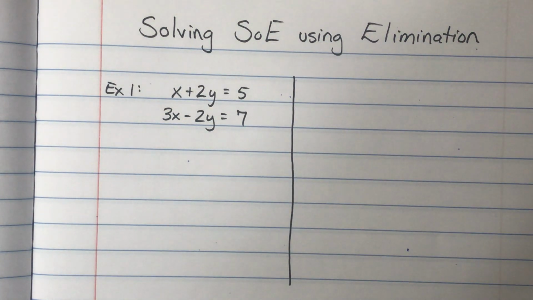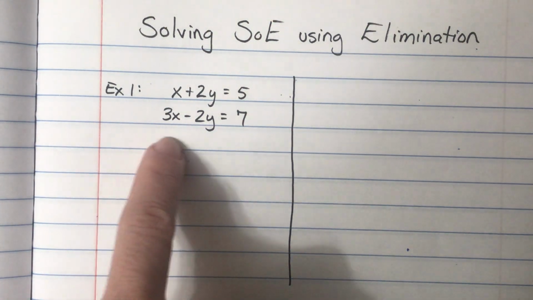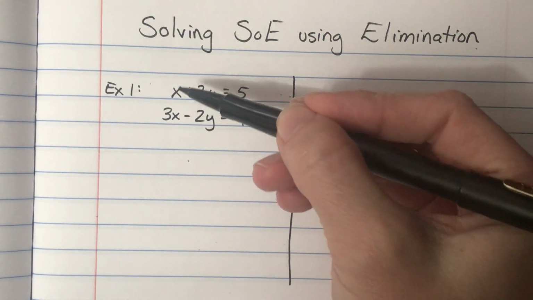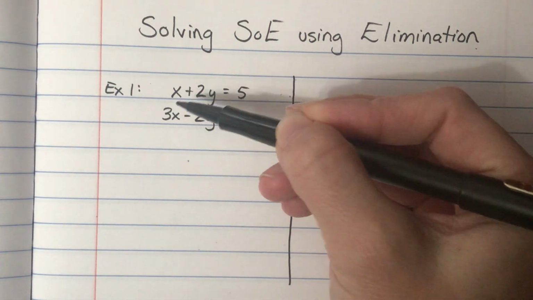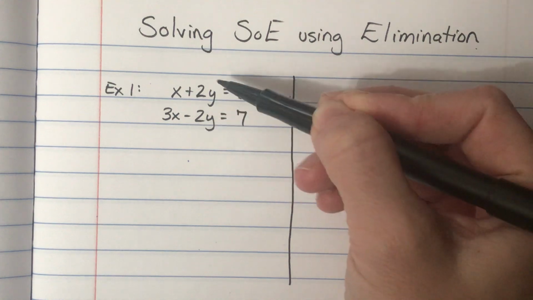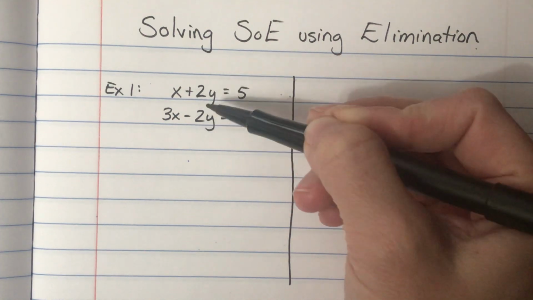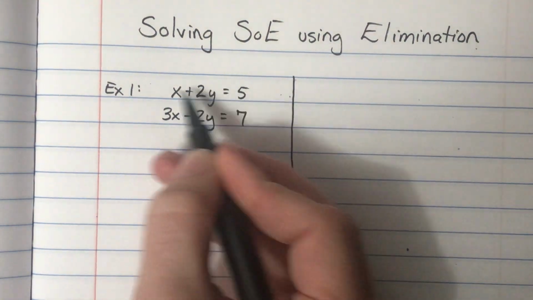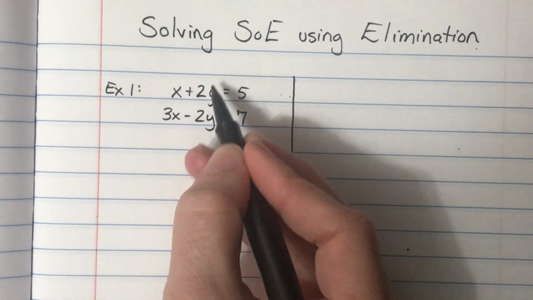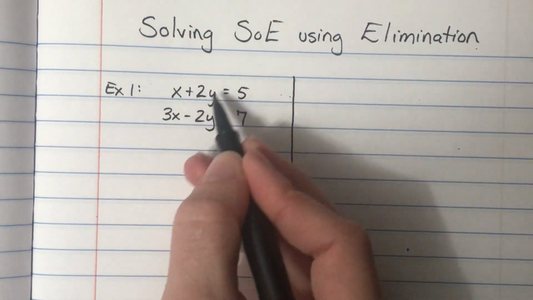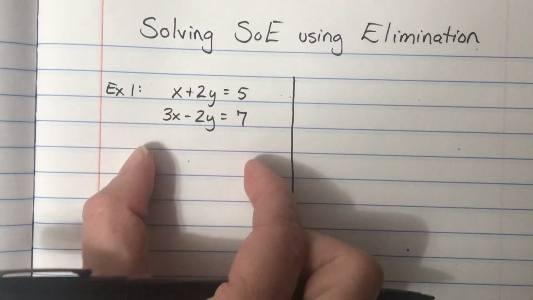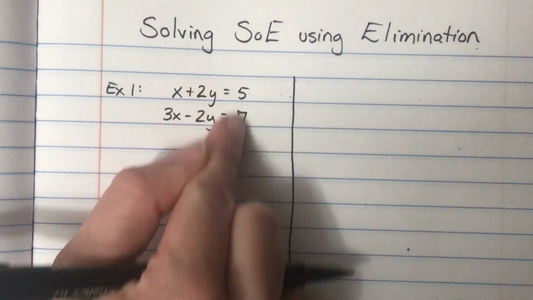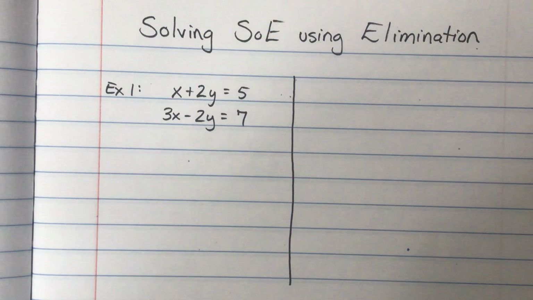The way that elimination works is that we first make sure we have the equations in standard form. Notice how we have these written: the x is first, the y variable comes second, and then we have the plain numbers at the end. If this had been in any other order, I would want to make sure I had x first, then plus or minus something y, and then a number at the end. So we want to make sure the variables are lined up, x over top of x, y over top of y, and the numbers over top of each other. So that's the first thing.